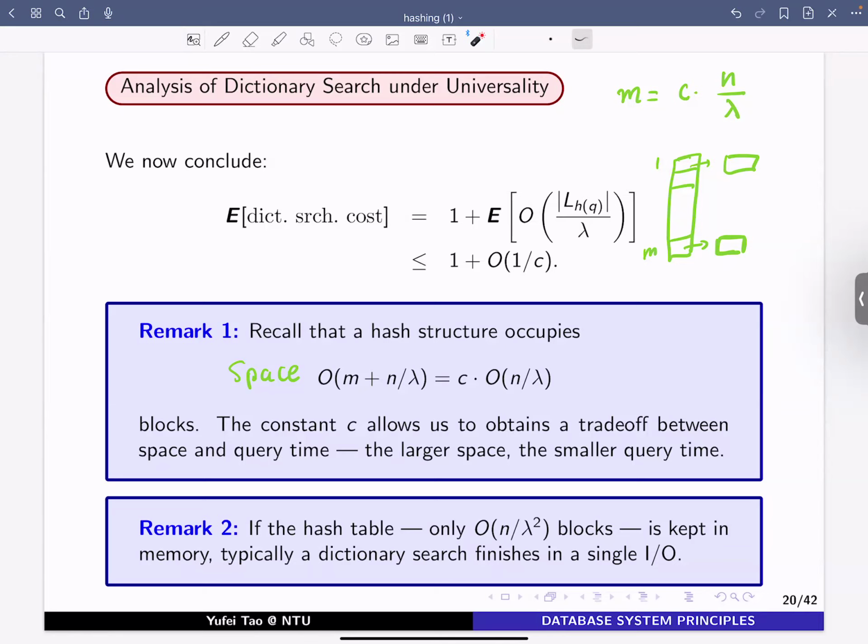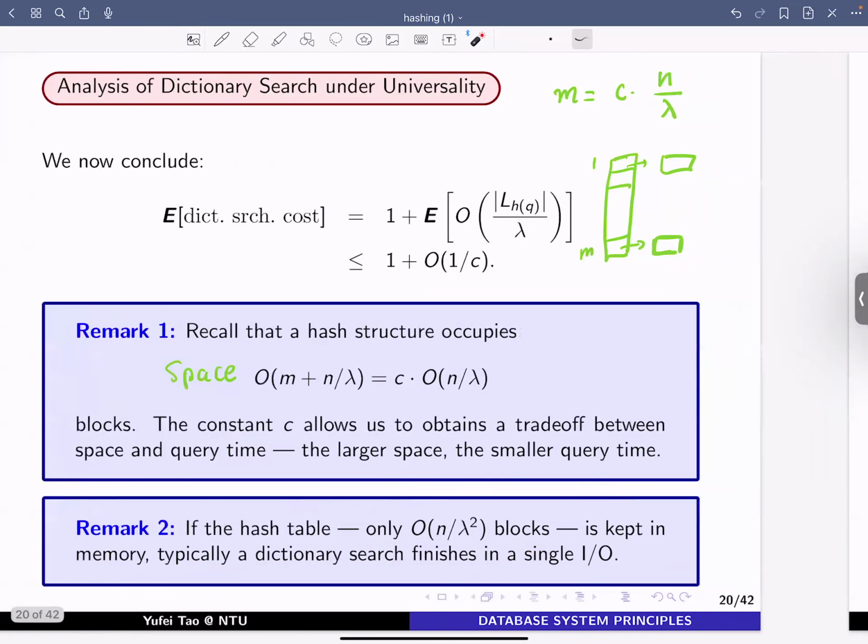All right. So this is the principle for choosing the value of C. In practice, I would say the value of C should be somewhere between 2 and 3 so that you can strike a good balance between these two factors. By the way, just to remind you that the hash table is actually very small, and this is not really the bottleneck in the space consumption. And sometimes a database system will even store the hash table in the main memory.